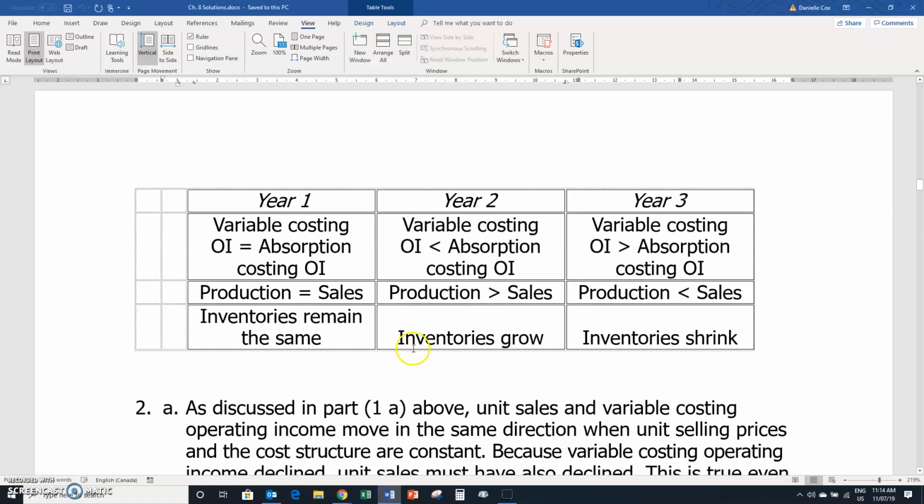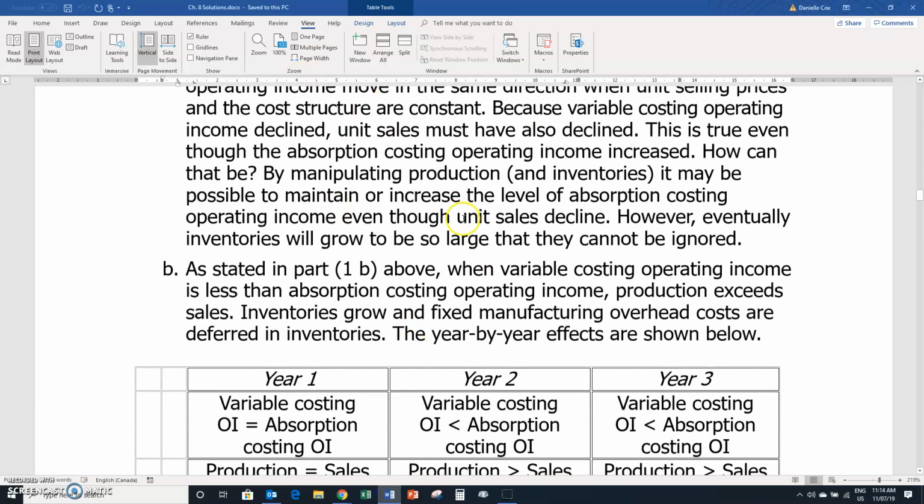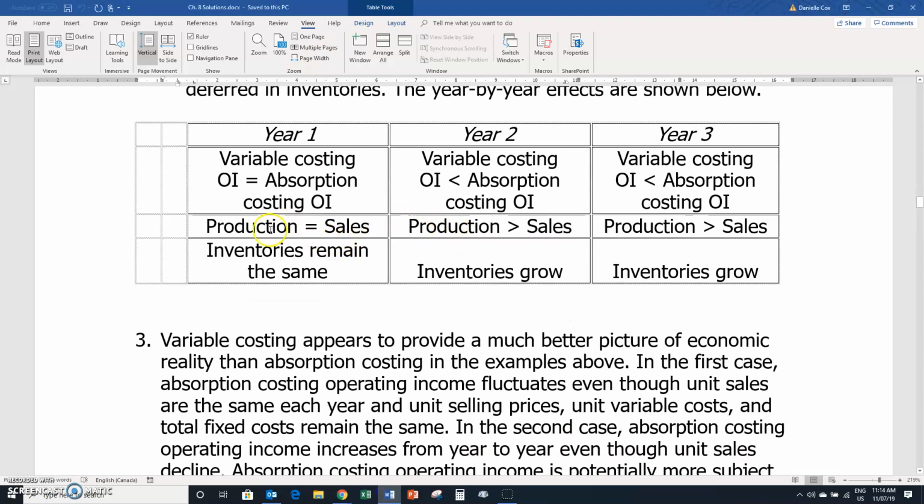So if we just double check, you can read through this stuff yourselves. But again, in year 1, they were equal, so inventories were the same. In year 2 and 3, absorption costing income was higher both years. So that means production was greater than sales, and that means our inventory grew. Okay, take a read through the question. It does give a lot more detail there, but that's basically the gist of what's happening.